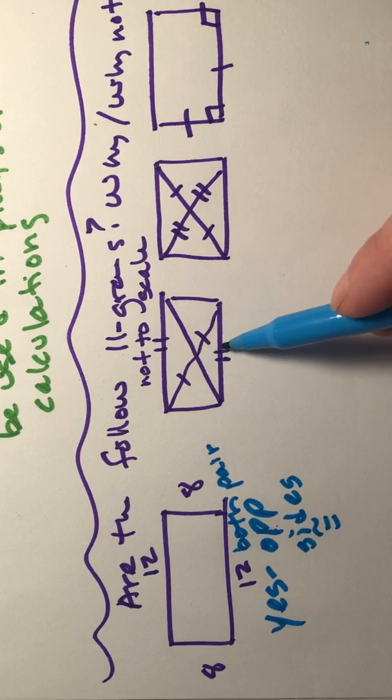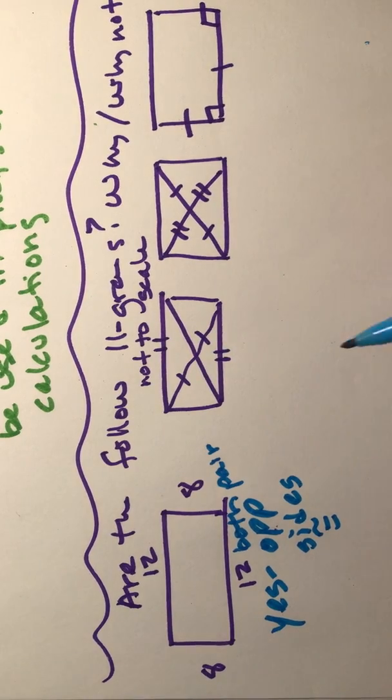Okay, how about the next one? For this one, we have opposite sides congruent, and we have one of the diagonals bisected. That's not enough.